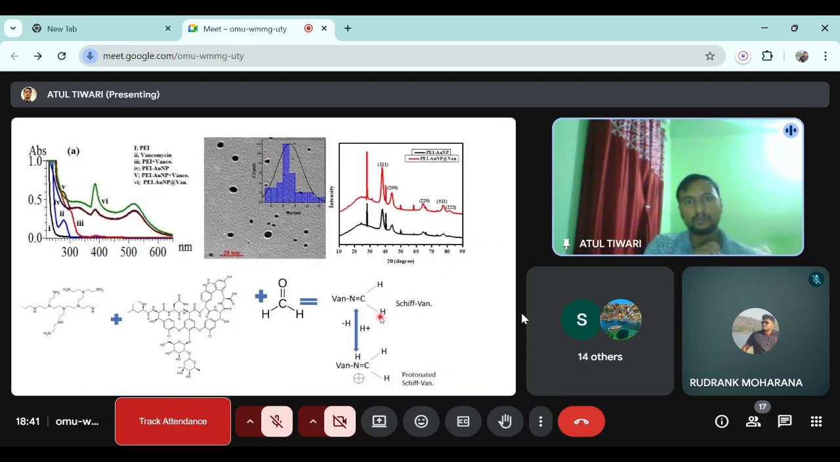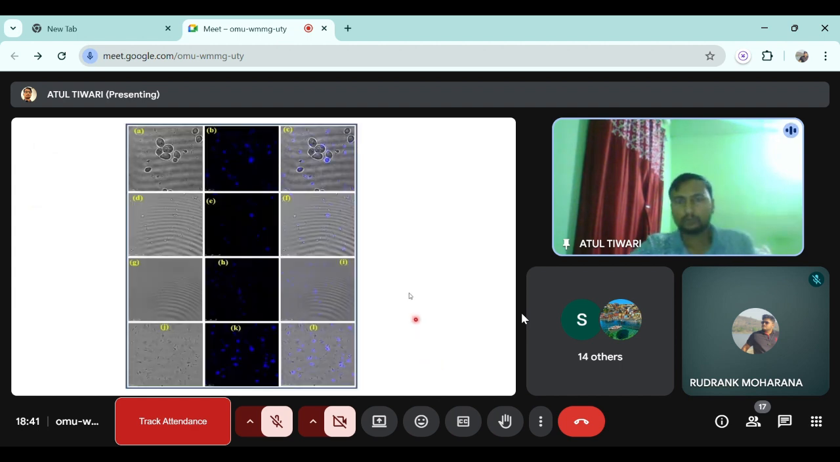Here you can see the developed nanoparticle. You can see the layer of vancomycin on the surface of the nanoparticle, and here is some of the chemical reaction showing how the conjugation happens. I am moving forward, not going into very deep chemistry.